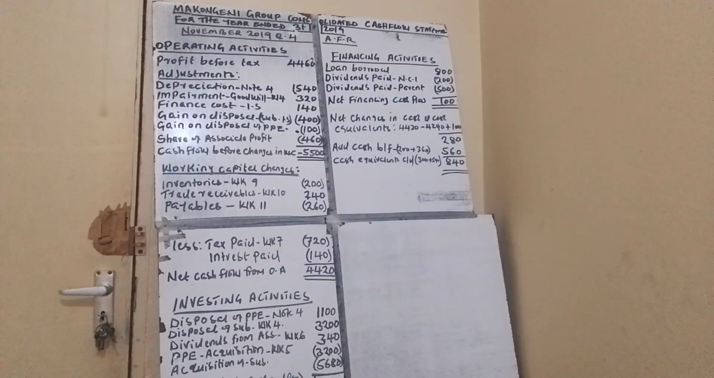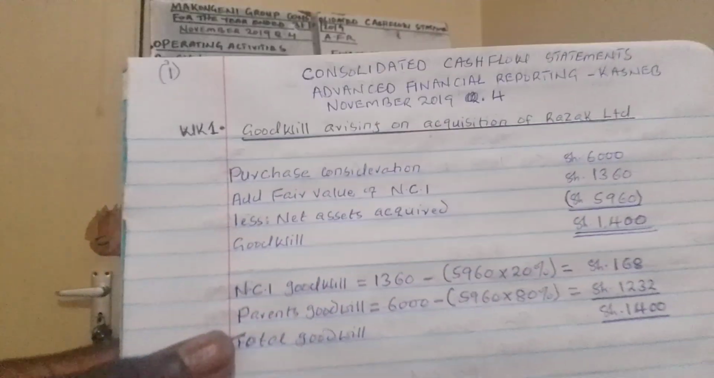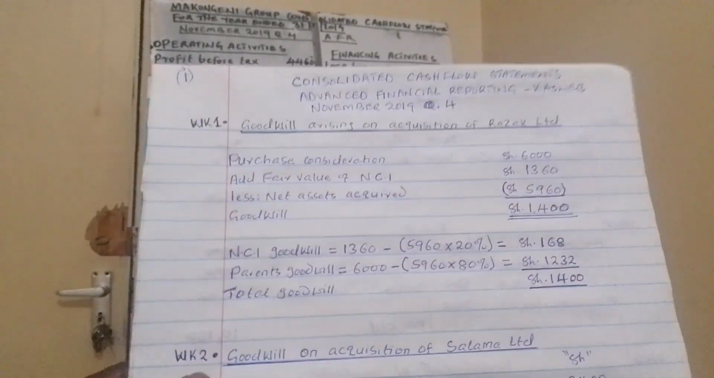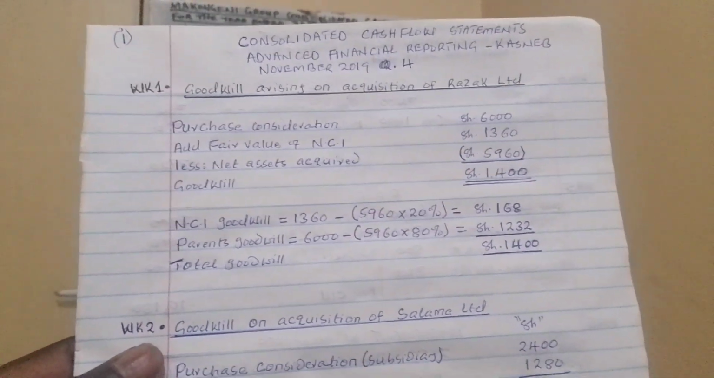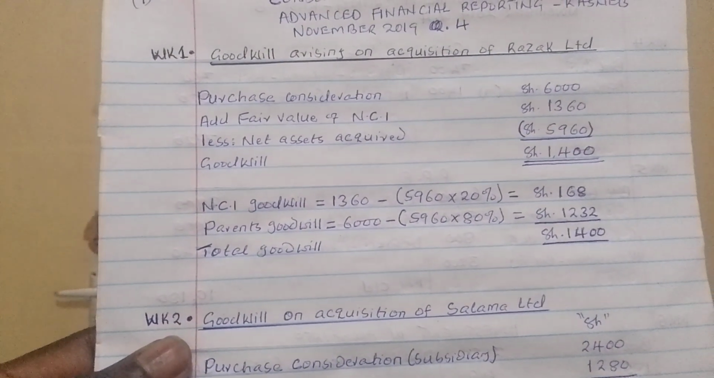We have 11 workings. Show your workings in the examination. I just present them to you briefly, and then I discuss them with you. So you can look at our workings. We have 11 workings for that question. Now, working number one is to do with goodwill arising on acquisition of Razaka Limited.